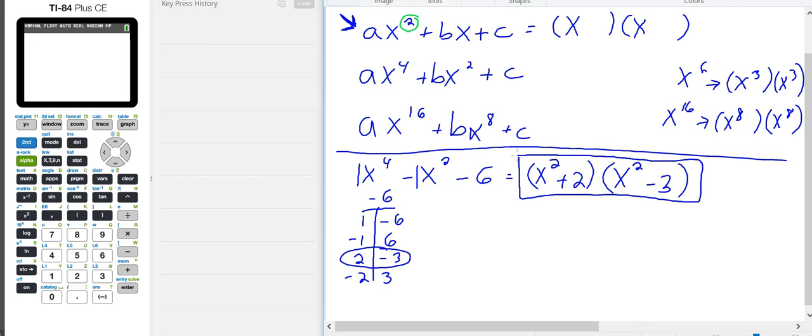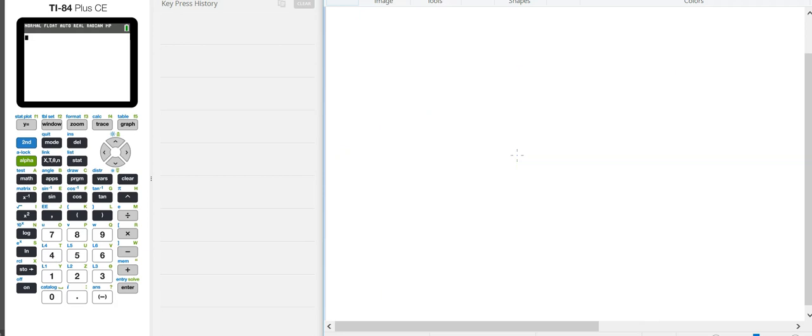Let's look at another example. So we have the expression x to the 8th plus 3x to the 4th minus 10. So we know that since our highest exponent is an even exponent, x to the 8th, the first terms in each of our factors are going to be half of that exponent, so we're going to have x to the 4th and x to the 4th. Now we just solve it like a regular reverse FOIL question.